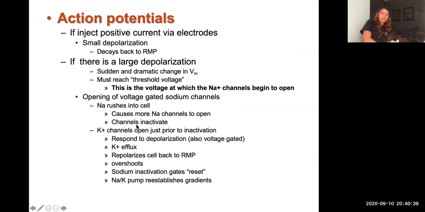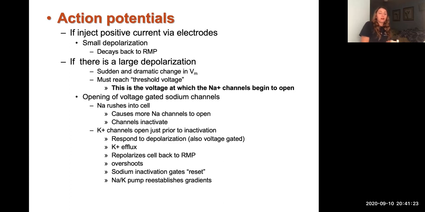So there's a lot on this slide. Action potentials: if you inject positive current via electrodes, a small depolarization decays back to resting membrane potential. What that means is, let's say a small electrical impulse is sent through, which means a neurotransmitter connects to a receptor and sends a signal. If it's a small signal, nothing will happen unless it hits threshold. If it doesn't hit threshold, it just decays back to resting membrane potential. Does everyone understand that?